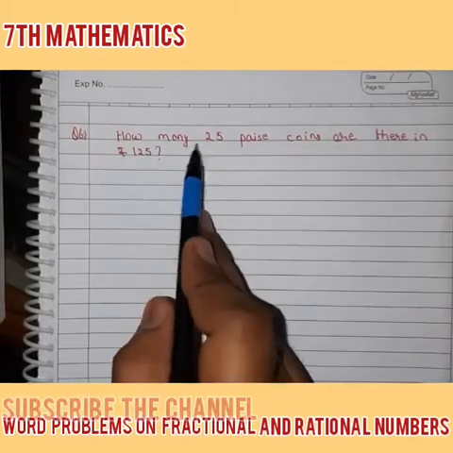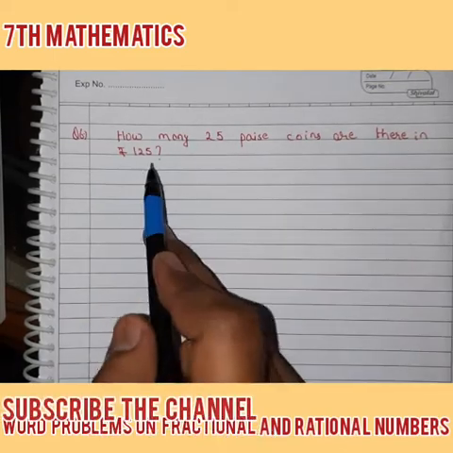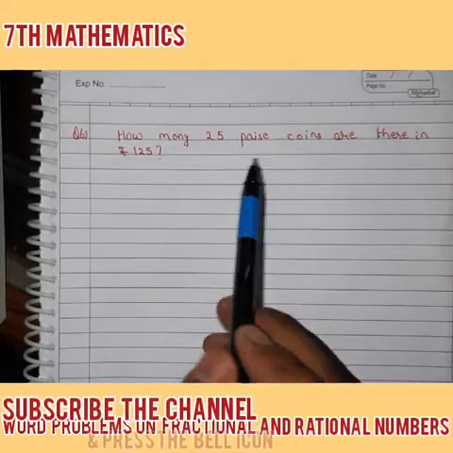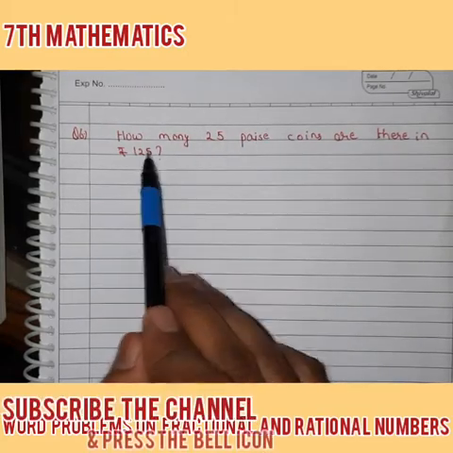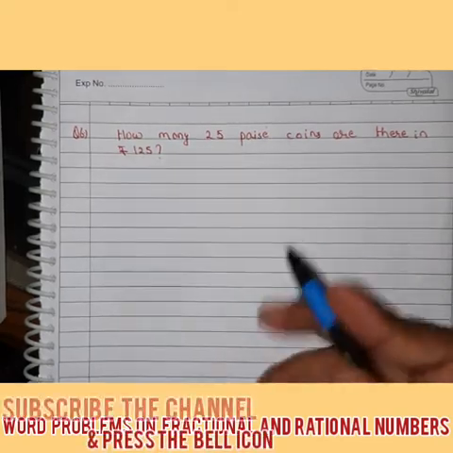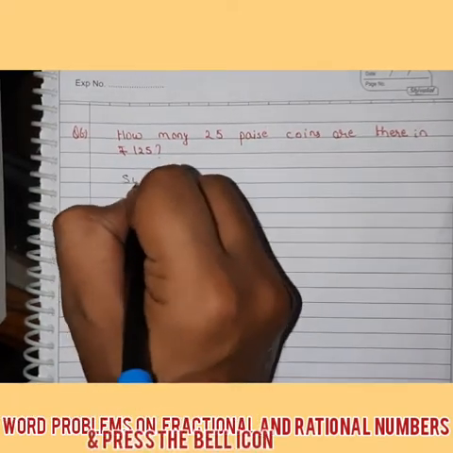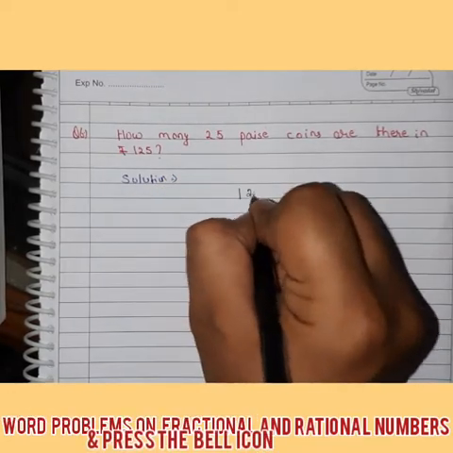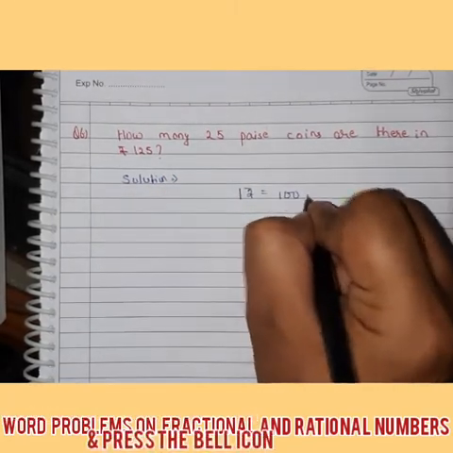Next question is, how many 25 paise coins are there in rupees 125? Before starting the question, I have already told that first see the units. Here it is paise, here it is rupees. So first convert rupees into paise. Now we know 1 rupee is equal to how much? 100 paise.